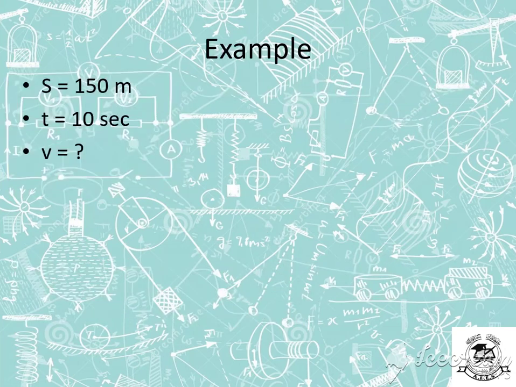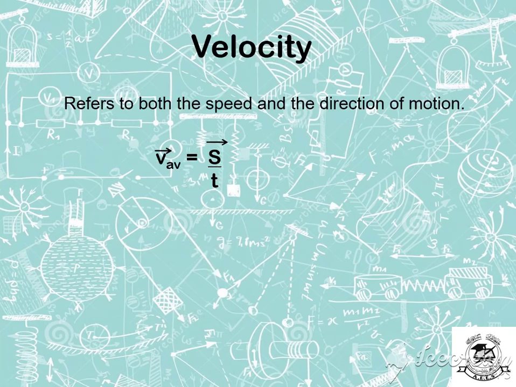Now we have an example from the book. A motorcycle covers about 150 meters in 10 seconds. So S, distance, is 150 meters and it is traveled in time 10 seconds, and we have to find out the speed of the motorcycle. So putting the formula v is equal to S upon t, we will have 150 upon 10, and that's equal to 15 meters per second. Meter per second is the derived unit for speed.